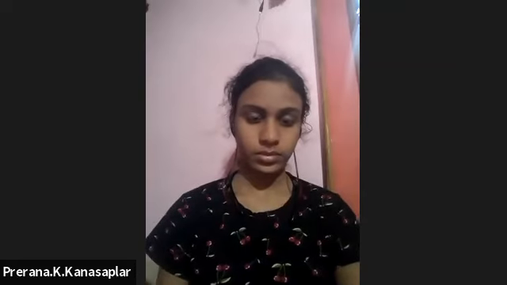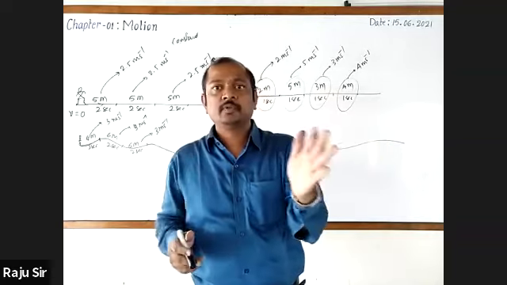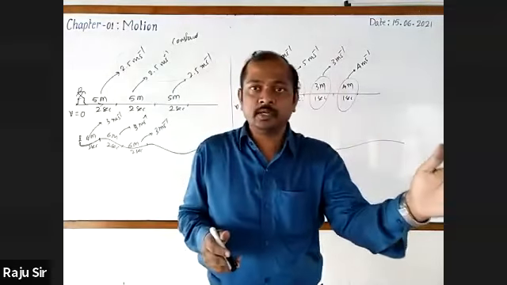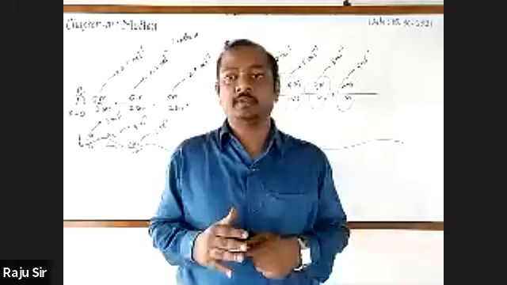Okay. There is a train on the track. The train is moving and it is covering 60 kilometers in every 1 hour. That is uniform motion, nothing but uniform speed.